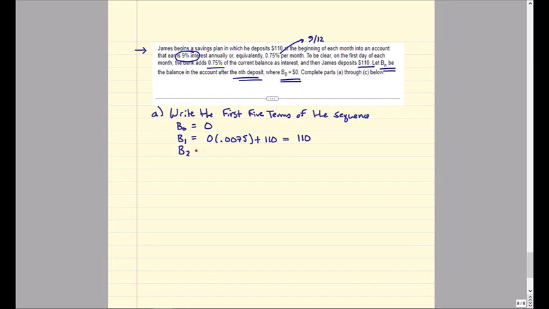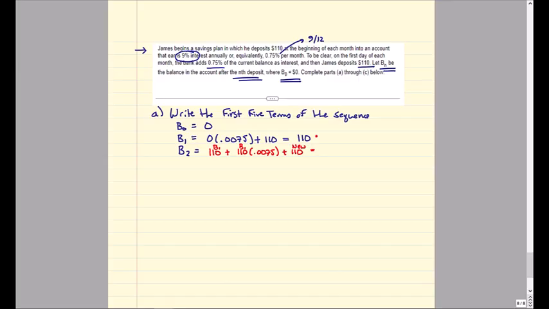Now for B2, I'd start with 110 times 0.0075. So that's the amount of interest that I earn on that first account. And then I add another 110. So I have the 110 from above, and then I'm going to add my interest, 0.0075, and then I'll add another 110. So this is from B1, and this is 0.75% of B1, and this is my new deposit.